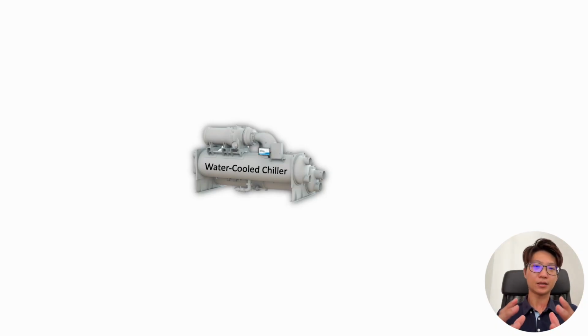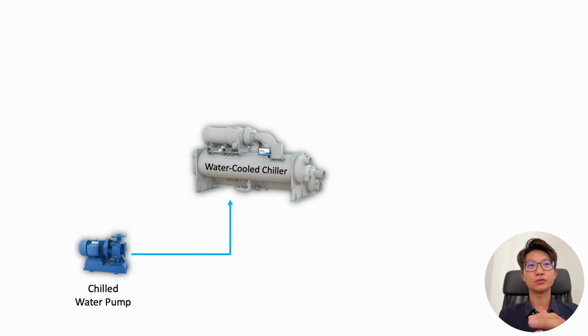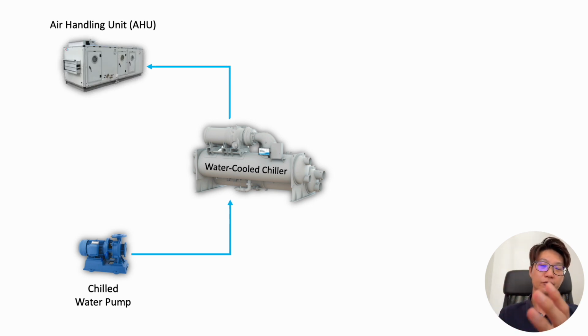So now let's see how a chiller fits in as a system. We call it the chill water system. So here we have a water cooled chiller. So we know the chiller will take in the chill water from what we call the chill water pump. The chill water pump will pump the chill water into the evaporator of the chiller. Then the water will come out of the chiller after being cooled by the refrigerant. The chill water will go into the air handling unit and the fan coil unit.